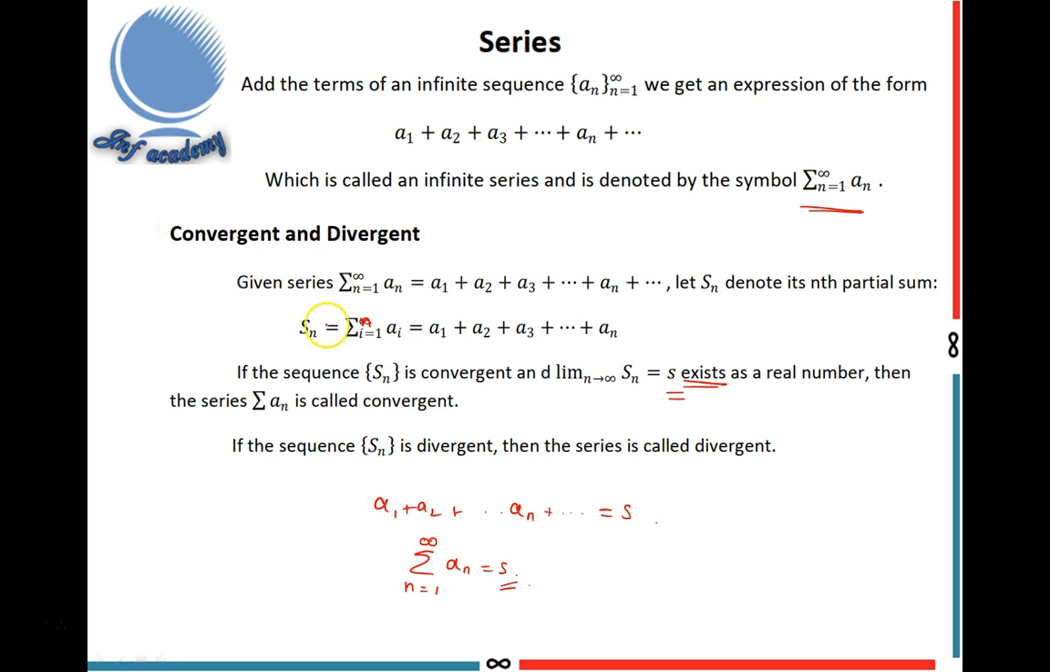Next, if the sequence Sn, the nth partial sum a1 plus a2 plus etc. an, is divergent, then the series is called divergent. What is a divergent sequence? The limit does not exist. If the limit exists, it is convergent. If the limit does not exist, then it is called a divergent sequence. If the sequence is divergent, then the series is also divergent. This is the definition of convergent and divergent series.